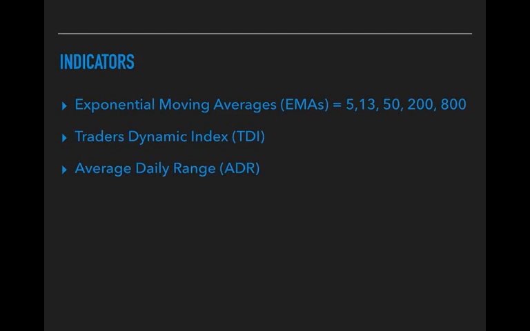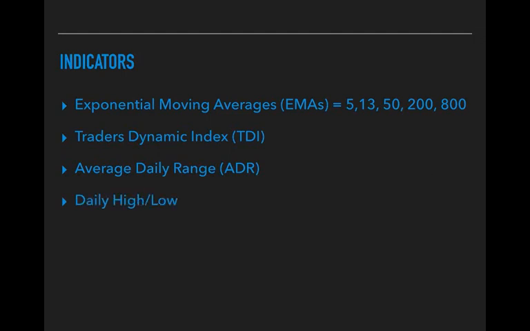Another one is the average daily range. Basically, this gives you the daily range for the specific pair that you have it on. It'll also mark the high and the low average daily range points for that pair. That's important to note because those are the points generally where reversals will often happen. So those are good to have.